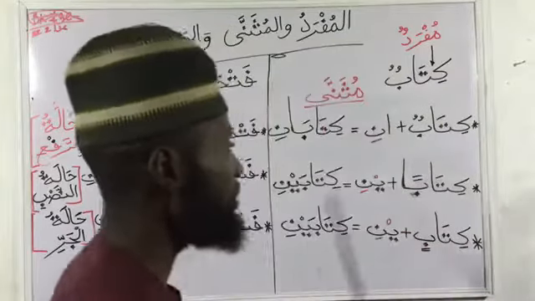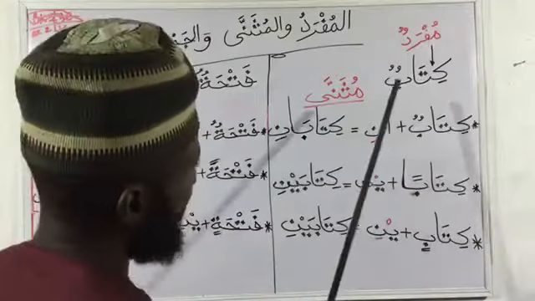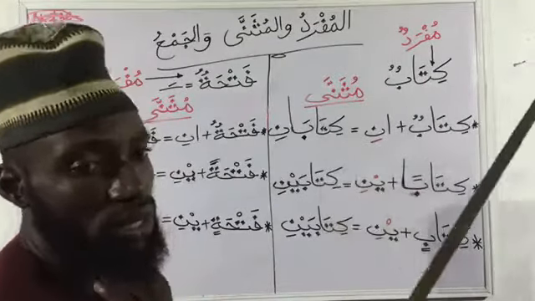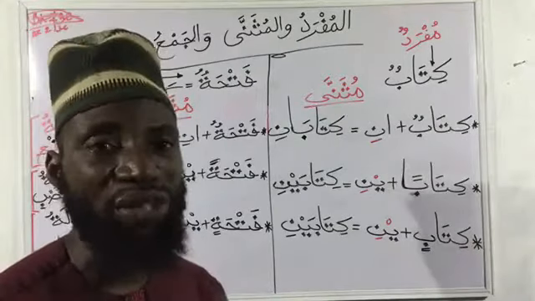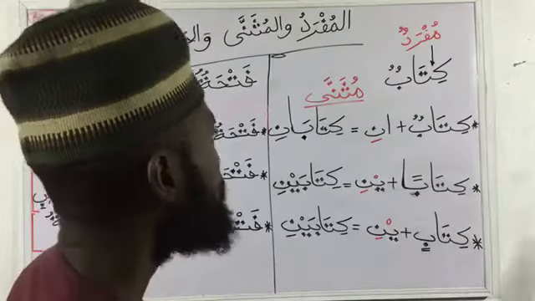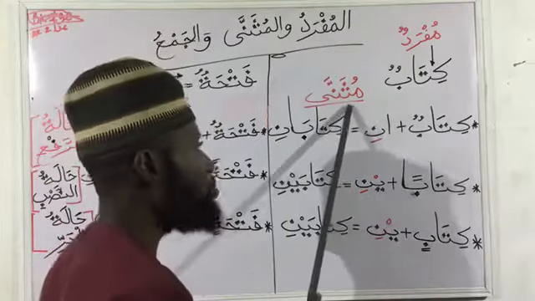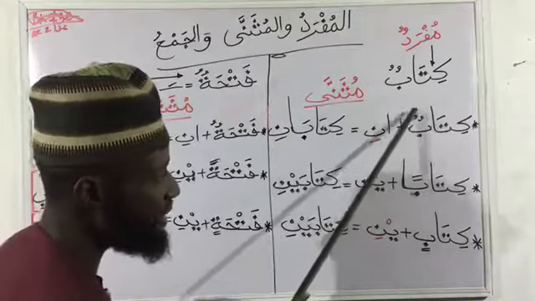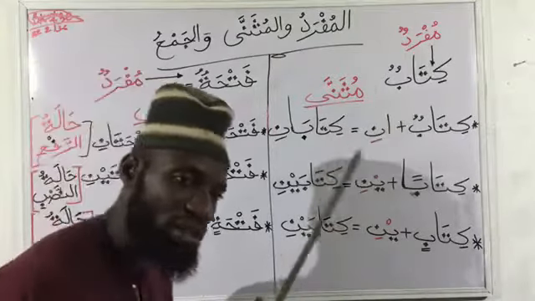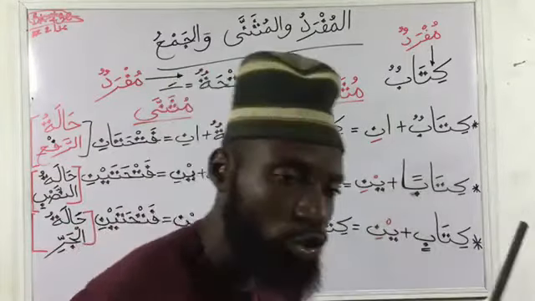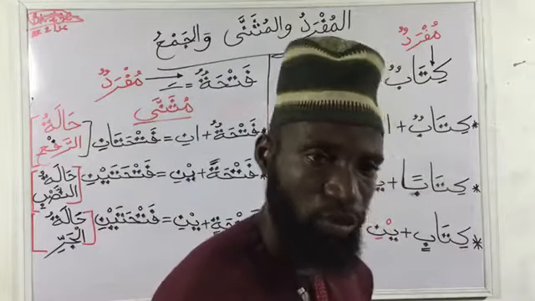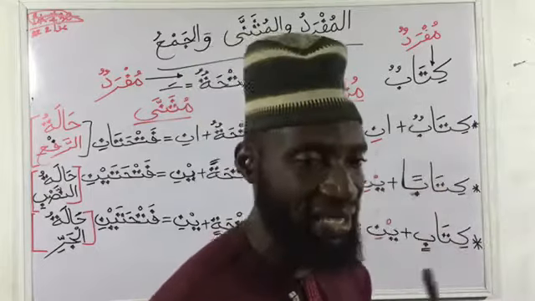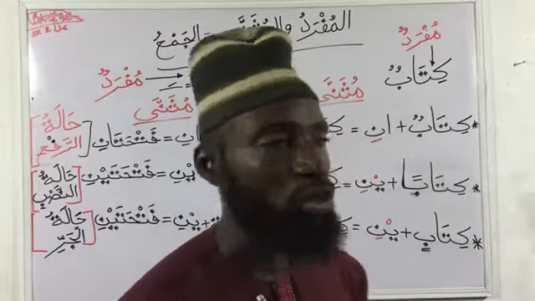Now we want to look at this conjugation. We have kitabun. Kitabun is a single noun, which means a book. Now we want to look at the dual. How is the dual form? That is muthanna. If it is like kitabun, this is a rafun state. Don't be scared when I say rafun. Rafun means damma-like signs, as in damma like this. Damma-like signs we call rafun. So this is kitabun.